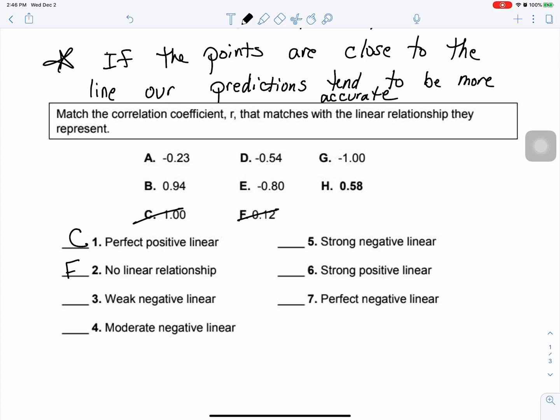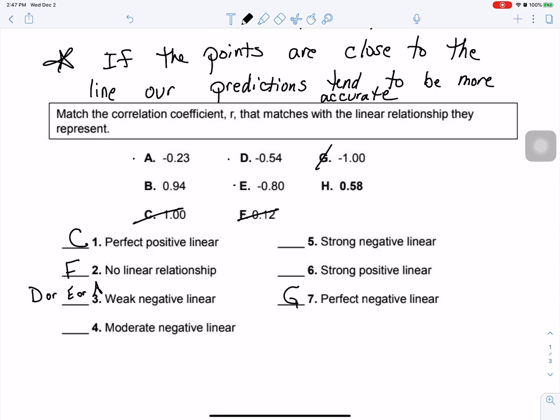I'm just going to wait. I'm on Notability, so I'm going to say D or E. Put a dot next to them, because there might be something else that I need for that one. It could be the negative 0.23 too. Let's throw in an A too, just in case. Let's see, we got some strong ones. We got number 7 says a perfect negative linear. So I know that's G.